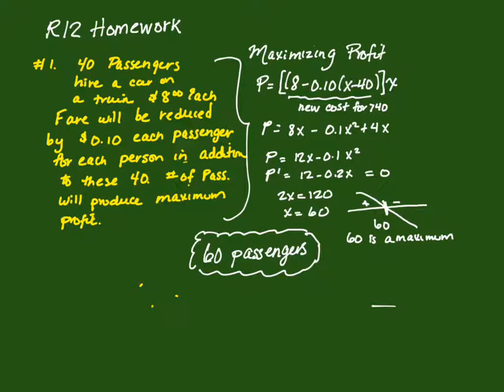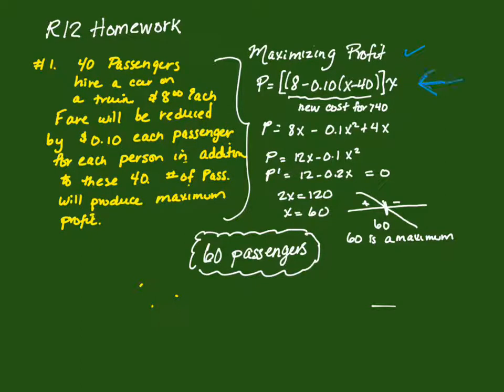Working on R12 homework. The first question, by the way, I only do numbers 1 through 10. The other ones we'll use for warm-up. There's 40 passengers that hire a train on a car, and it's one of those deals where you get a special price if more people come. So this is the type of problem called a maximizing profit problem. And this equation is really important to understand.